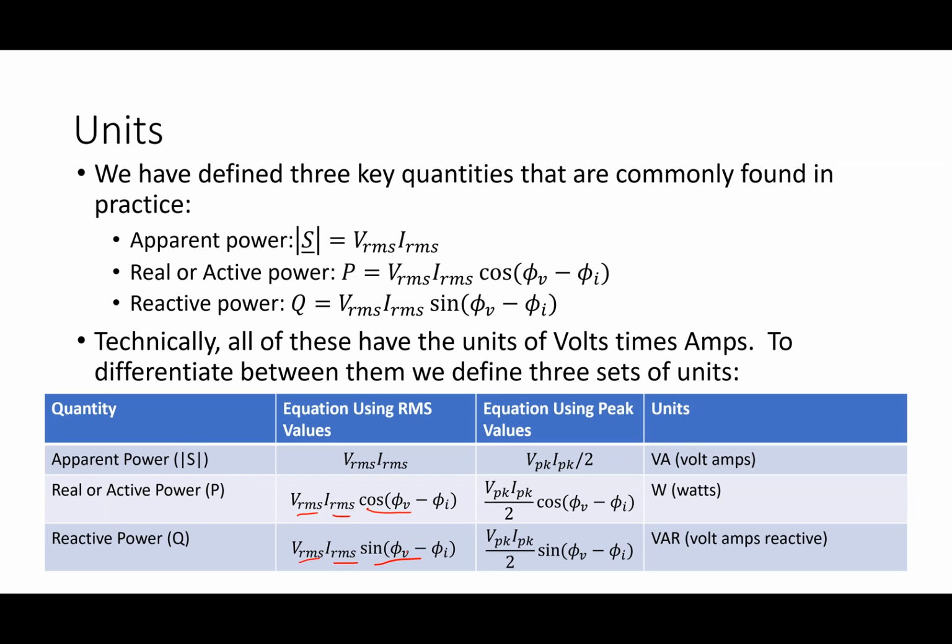Radians per second or degrees? It's a gain, it's the multiplier. It's just a multiplier. The angle that goes in there would be in radians or degrees, but cosine or sine themselves are unitless. So this guy is volts times amps, this guy is volts times amps, this guy is volts times amps. So to distinguish between them, we arbitrarily gave them new names for their units.